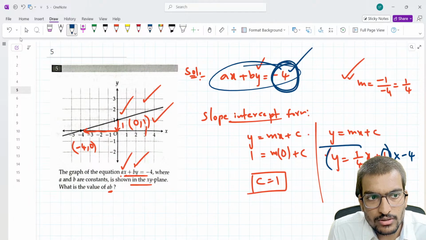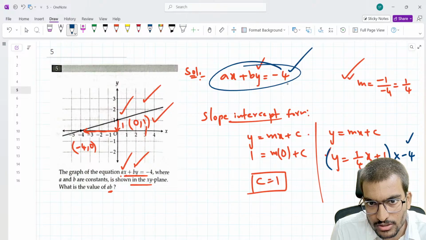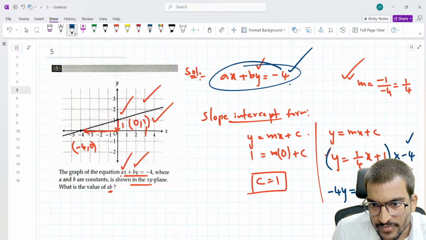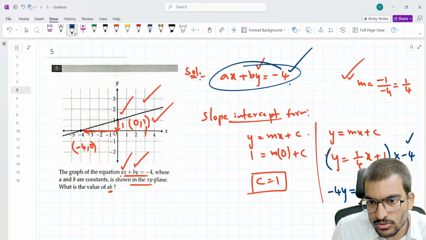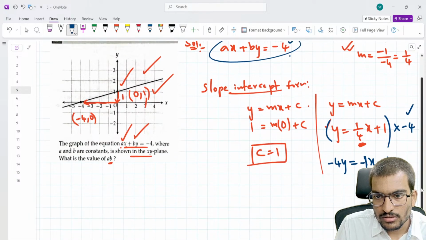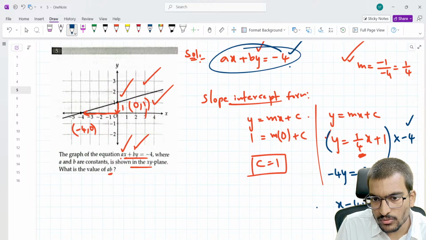If both values are the same, then we can compare. That's why I'm multiplying by negative 4. So if I multiply by negative 4, negative 4y equals negative 4 into 1 by 4, that's going to be negative 1x minus 4. So if I write this in proper form, it's going to be x minus 4y equals negative 4.